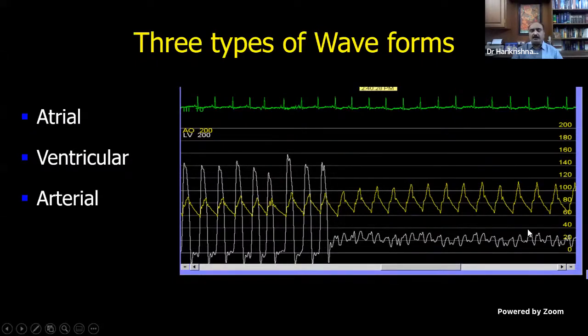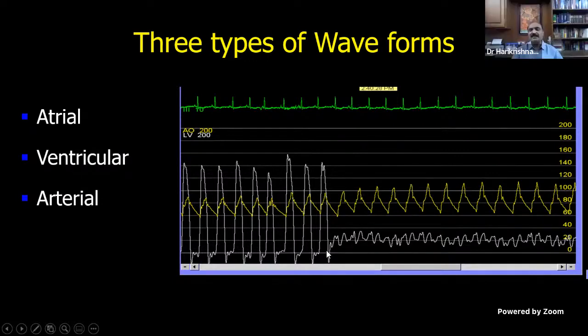The atrial waveforms, this one. Can you see my cursor moving? Okay. So this is the atrial waveform. We have two waves per cardiac cycle, two or three waves per cardiac cycle. For the ventricular and arterial, there are exceptions, but usually we have a single waveform per cardiac cycle. An arterial waveform will not touch the zero, but the ventricular waveform will touch the zero.